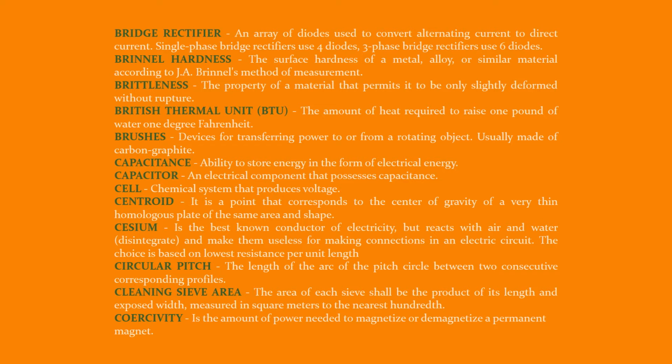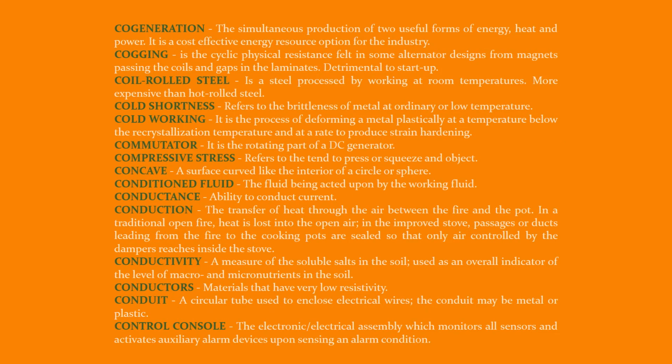Cleaning sieve area, the area of each sieve shall be the product of its length and exposed width, measured in square meters to the nearest hundredth. Coercivity, the amount of power needed to magnetize or demagnetize a permanent magnet. Cogeneration, the simultaneous production of two useful forms of energy, heat and power. It is a cost-effective energy resource option for the industry.